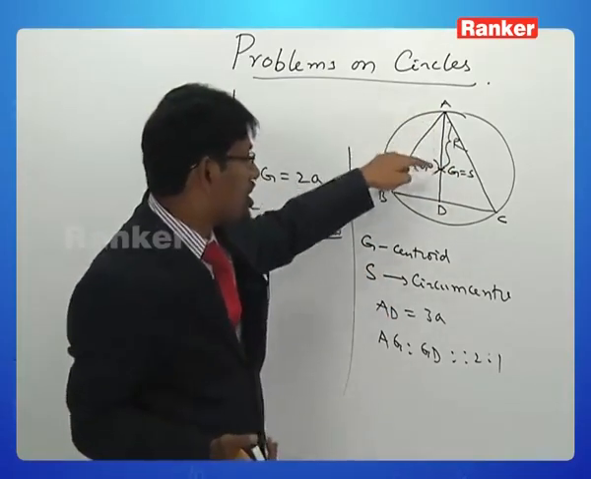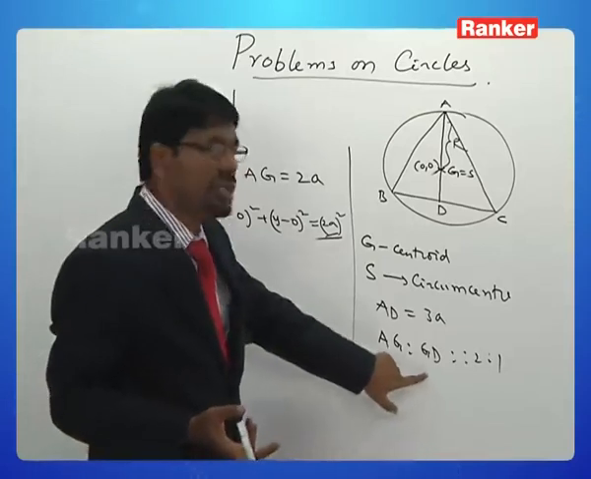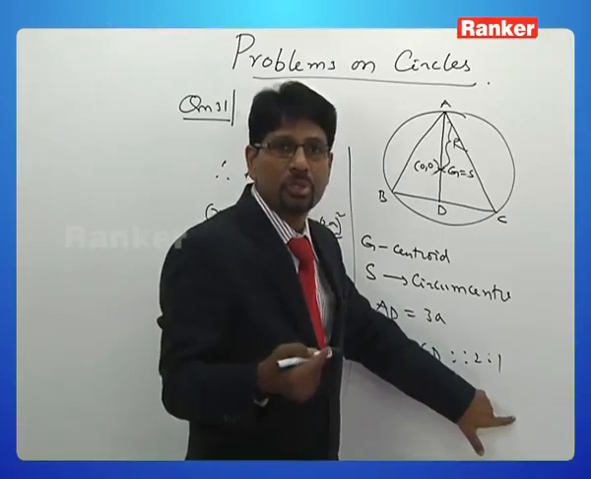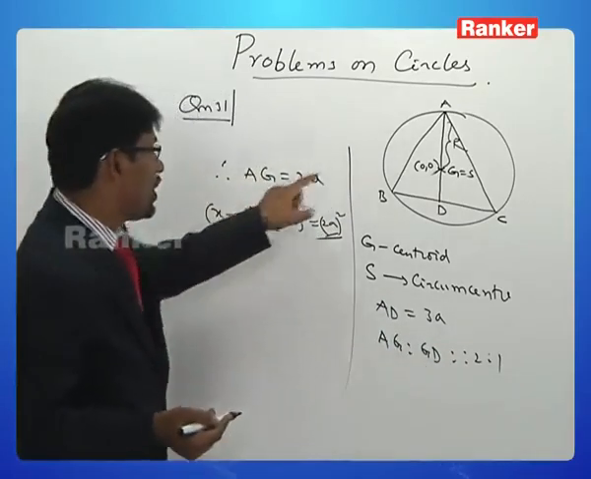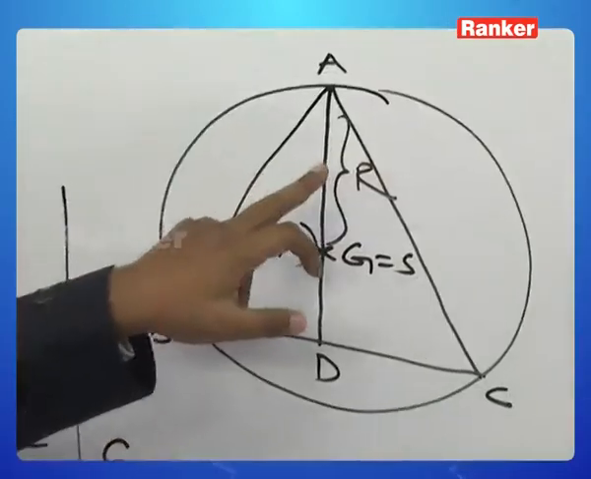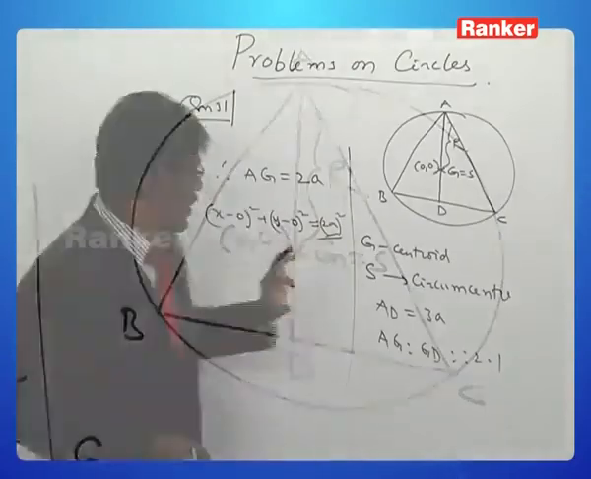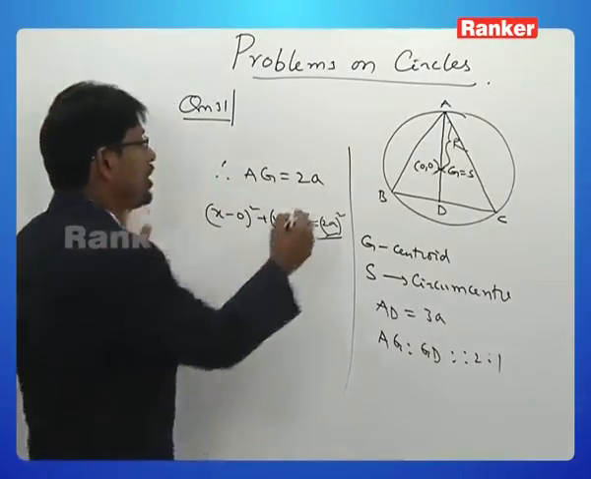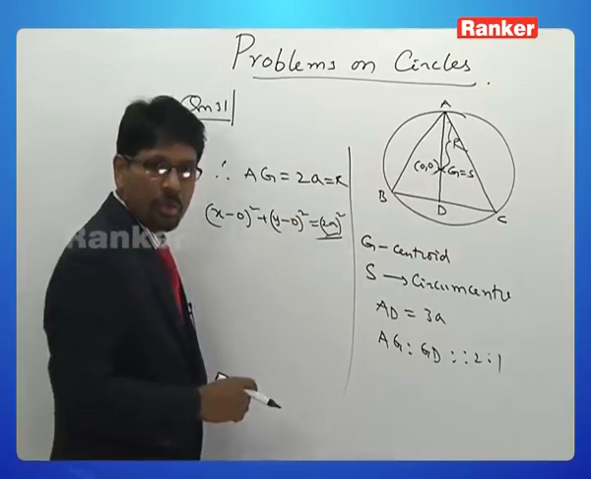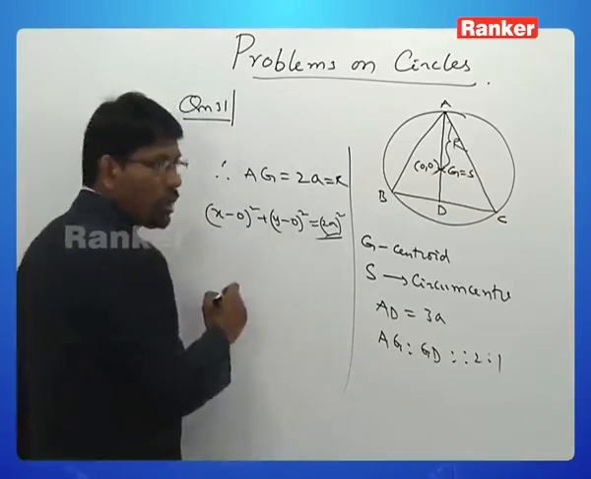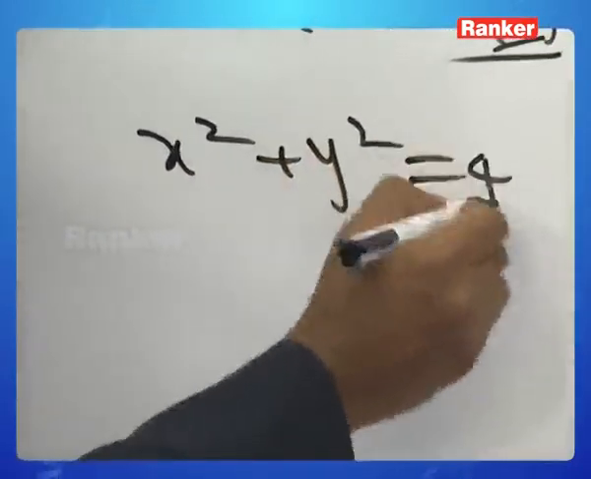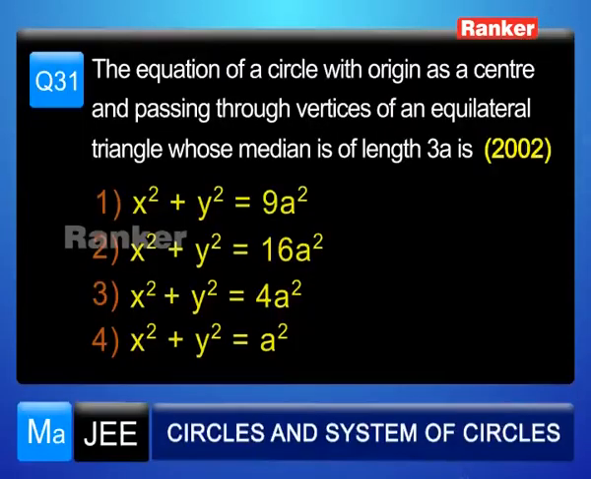I found the distance AG. How did we find that? AG is to GD is equal to 2:1. Centroid divides any median in the ratio 2:1. So we use that. Since this entire length was 3a, it had to be divided in the ratio of 2:1. So this will be 2a and this will be a. So we have AG, which is nothing but the circumradius, equal to 2a. So x square plus y square is equal to 2a the whole square. So the right option is x square plus y square equal to 4a square, option 3 is the right answer.